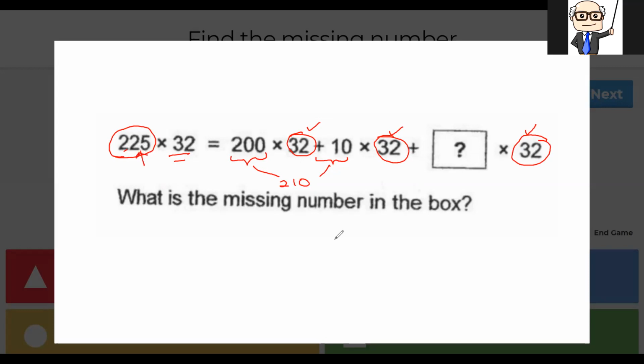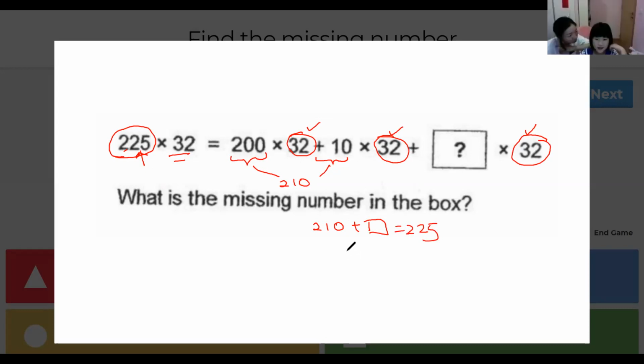So 210 plus what equals 225? What's the answer? What was the answer? So there are 15 more groups of 32 to make 225. Okay, this question will come out in the exam in school. So you have to understand what is groups.